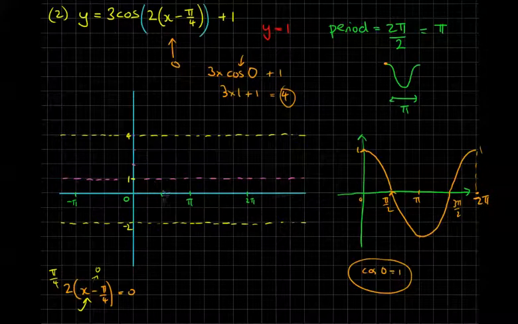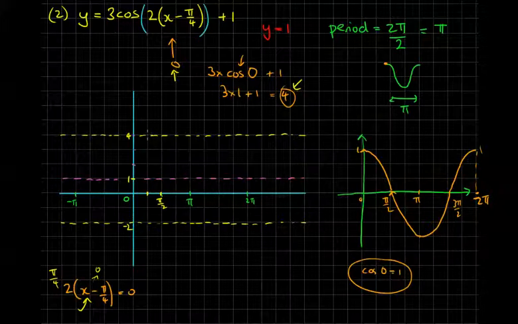So what that means is at pi over 4, well, where's pi over 4? Well, that's pi over 2. Pi over 4 is here. That's a quarter of pi. At a quarter of pi, I'd get 0 inside this bracket. I'd get 0 here. And that means I'd get 4 coming out.